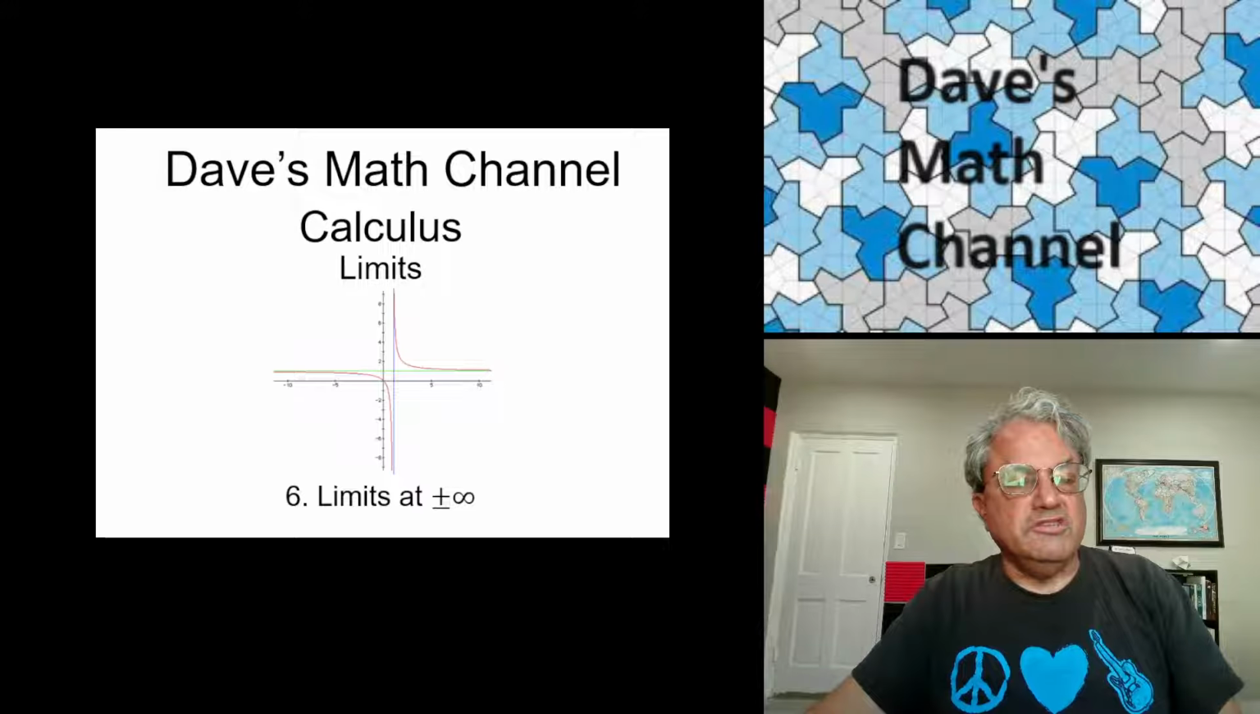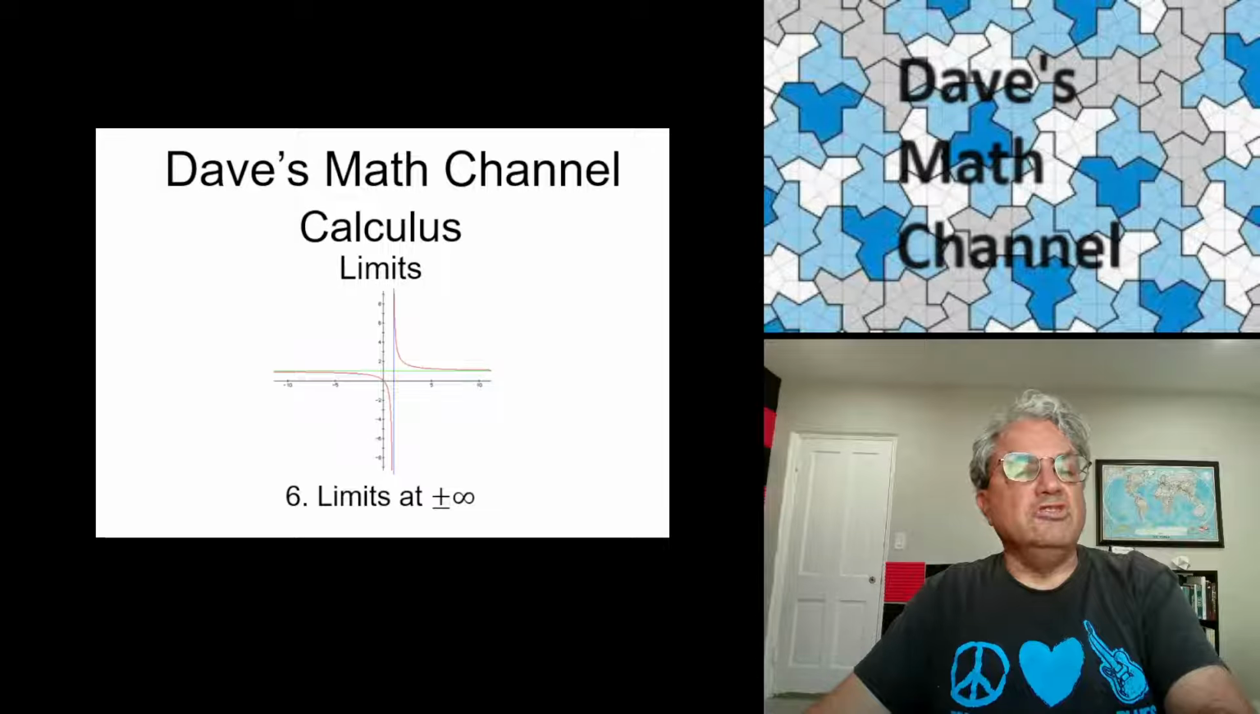I'm gonna conclude my series on limits. This is a subseries of calculus, and I only have one more type of limit to discuss, and those are limits at plus or minus infinity. And you can see on this graph I show here, here's a function, this is the function f of x equals x over x minus 1.